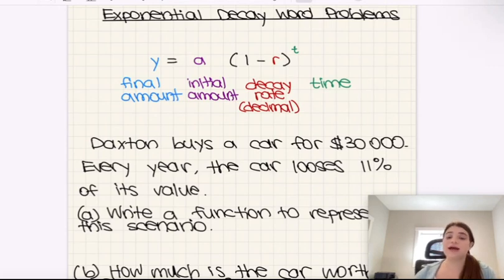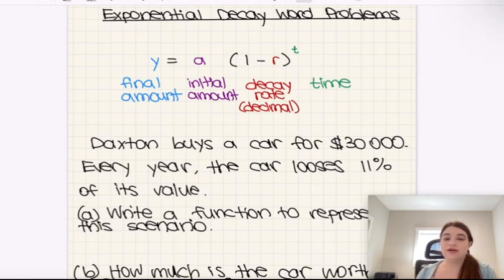The great thing about exponential decay word problems is that they all very much have the same format, where y is our final amount. So basically, after the time has elapsed that the decaying has occurred, how much do we have now? Unlike with the exponential growth word problems, this final amount is going to be less than the initial amount. Because essentially we had an initial amount and then it decays, it gets lower and lower over time. And then we have a final amount that is less.